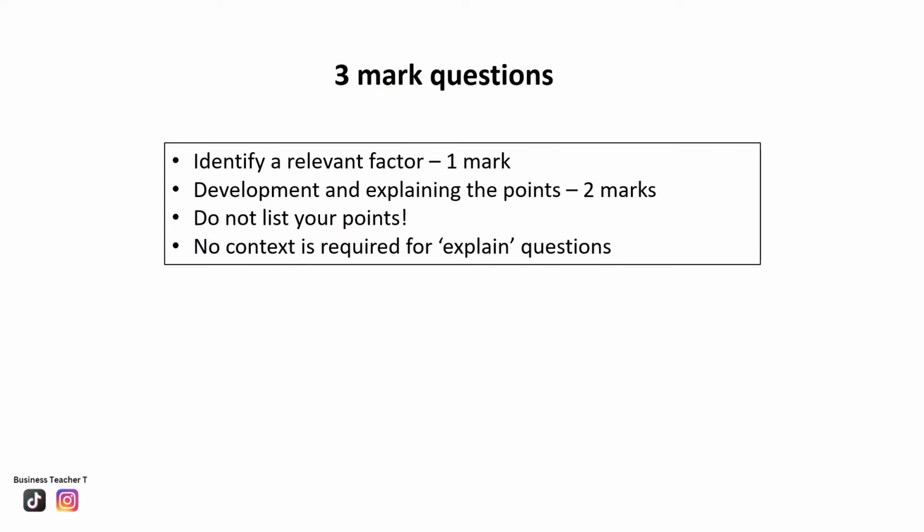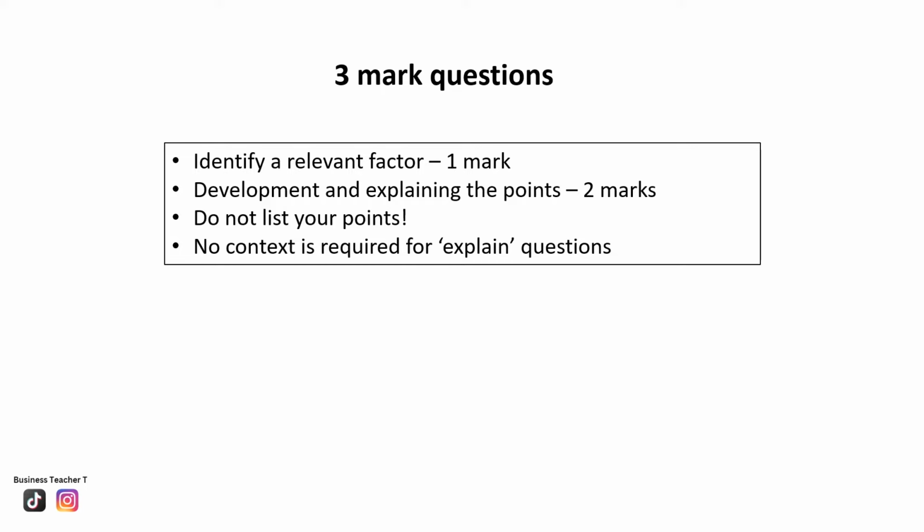Now for the 3-mark questions, you need to first of all identify a relevant factor. So whether that's a benefit, a drawback, a purpose, you need to identify it. And that will give you 1 mark. Then the further 2 marks are required for you to develop and explain the points. Do not list your points. They should be developed. So consider 1 mark for each strand.